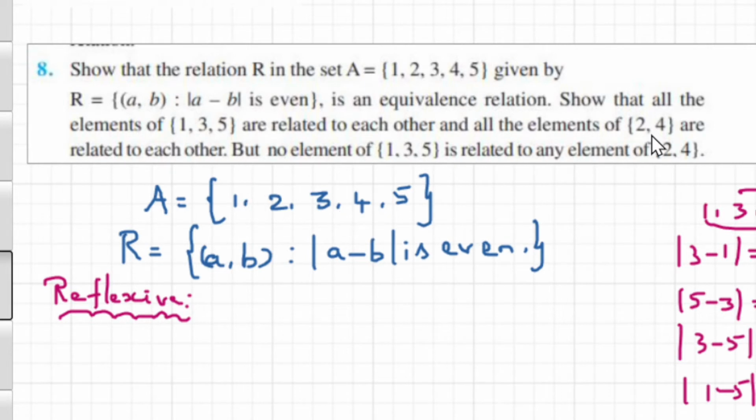And if we select the even numbers 2, 4, the difference of those two is always even, so they are related to each other. But no element here is odd and the other is even.